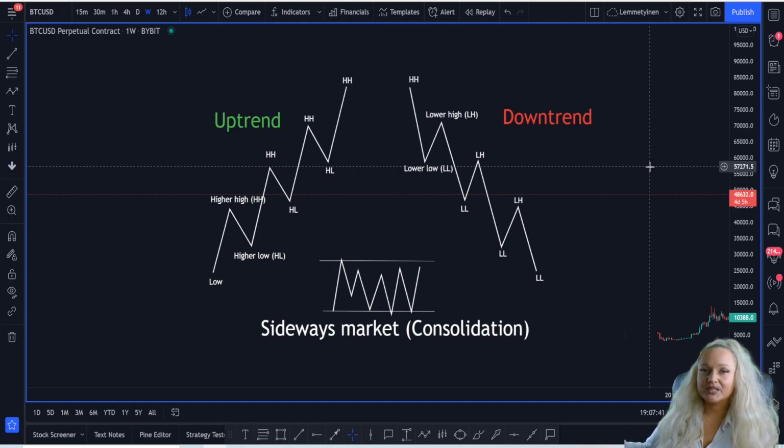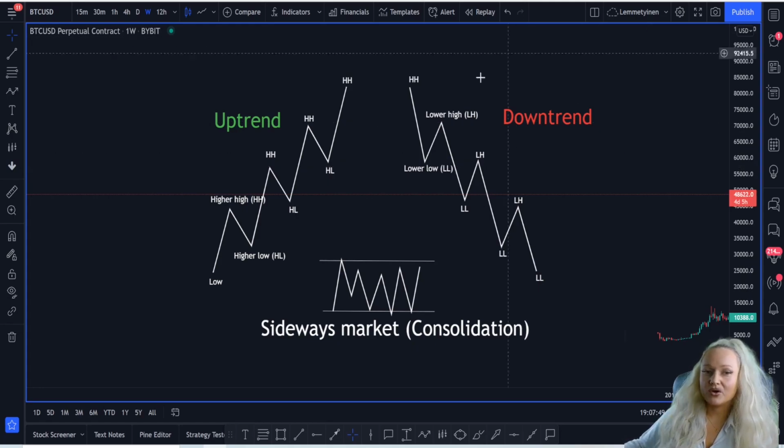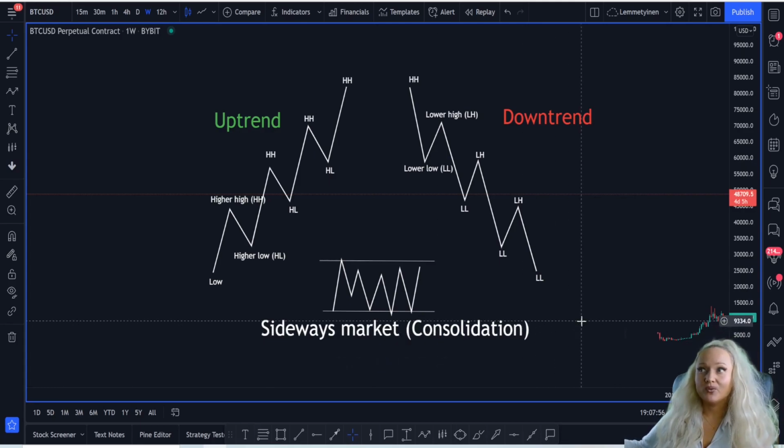It doesn't matter if it's Bitcoin, Ethereum, Forex pairs, or the stock market, everything you're looking at is market structure. The market is going up, the market is going down, and the market is going sideways. And our job is to figure out what type of market we are in. That is why it's always easier for us to use the higher time frames, because the higher time frames show us the direction.